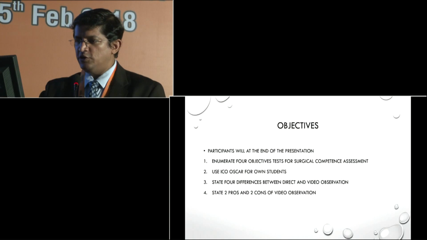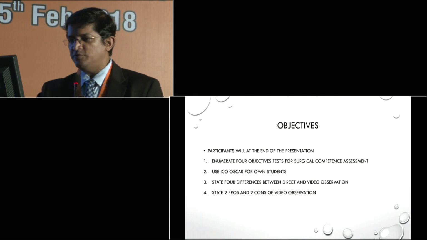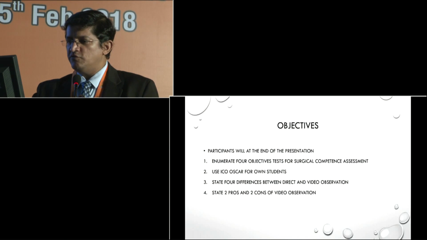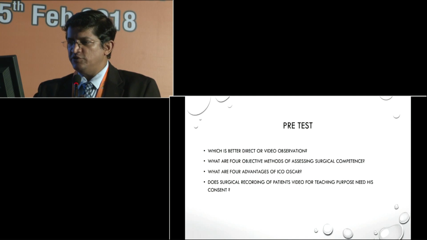So my objectives here: enumerate 4 objective tests for surgical competence assessment, use ICO Oscar for your own students, state 4 differences between a direct observation where we are actually standing there and a video observation where the surgery is recorded and then you are looking at it, and state 2 pros and cons of video observation.